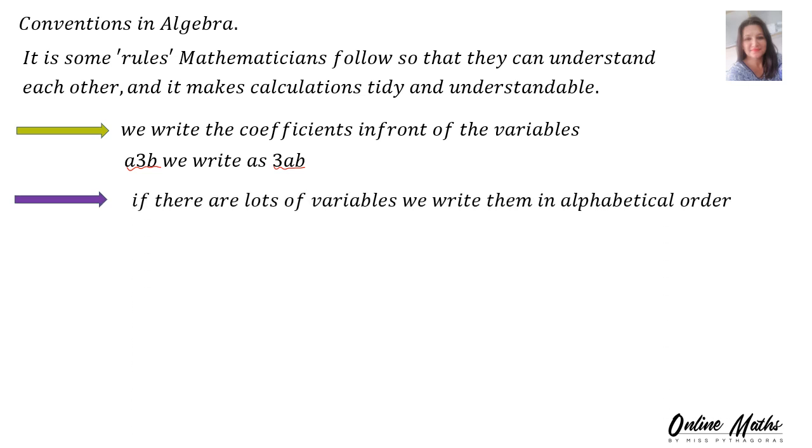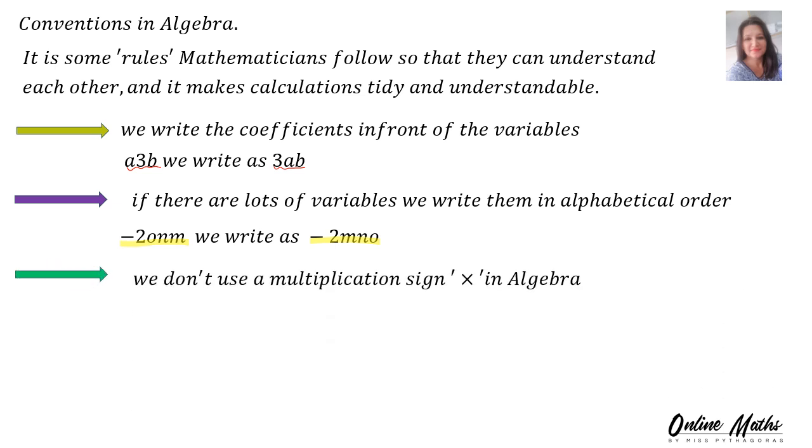If there are lots of variables, we write them in alphabetical order. For example, if I give you -2onm, we write it as -2mno in alphabetical order. We don't use a multiplication sign in algebra. Instead of writing 4 times x times y, we write 4xy.